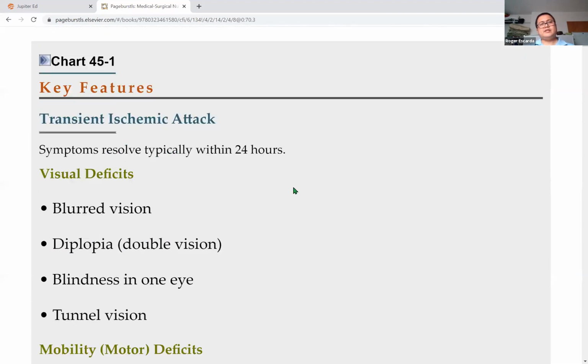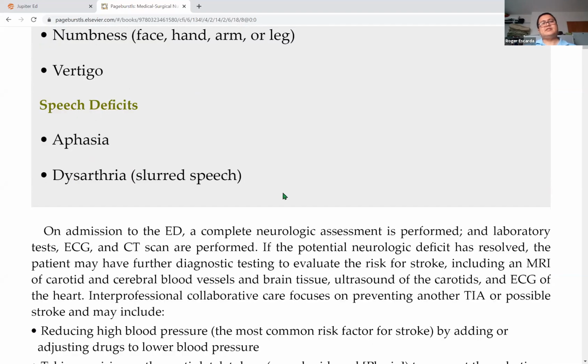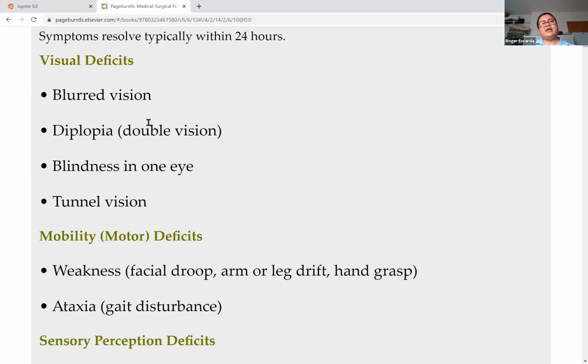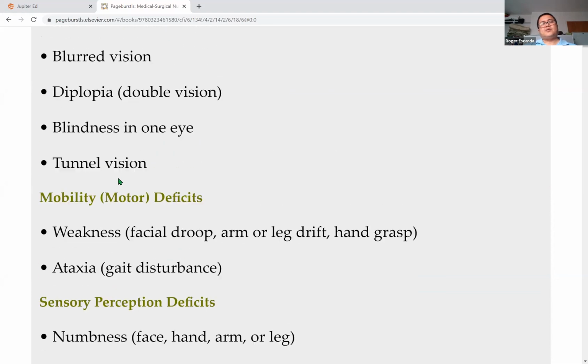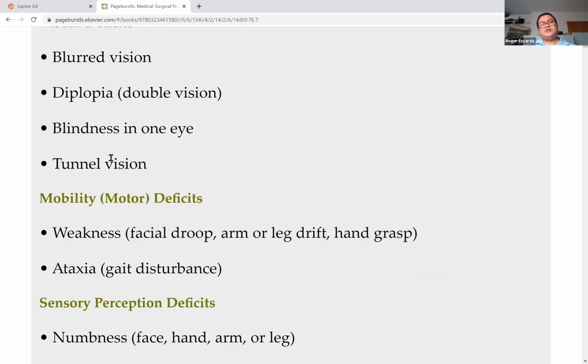Chart 45-1 are the key features of a TIA, which coincidentally are actually the same symptoms of a stroke. The only difference is all these changes here, the eye changes: blurred vision, double vision, blindness in one eye, tunnel vision, or this tunnel vision is also called, we'll look at it later in the chapter, hemianopsia. I'll explain later. There's a figure that will explain tunnel vision.